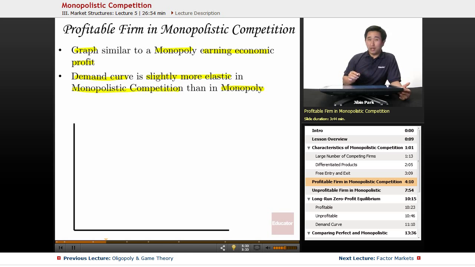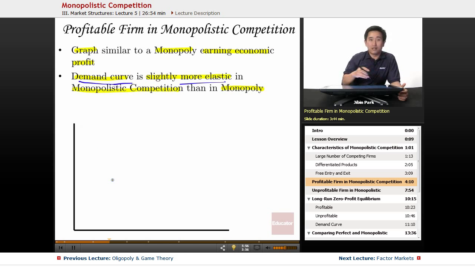Now, the reason why it hasn't been tested is that for a monopolistically competitive firm, the graph is going to look very similar to the monopoly graph. In fact, the only real difference is that the demand curve might be slightly more elastic. So a monopoly's demand curve might look something like this here. And actually, if you draw it like that, you're probably not going to encounter any problems.